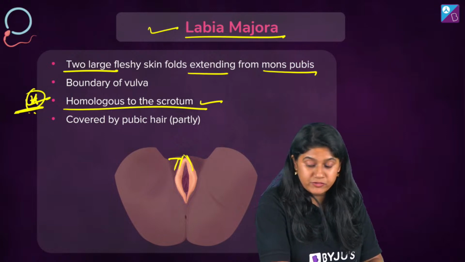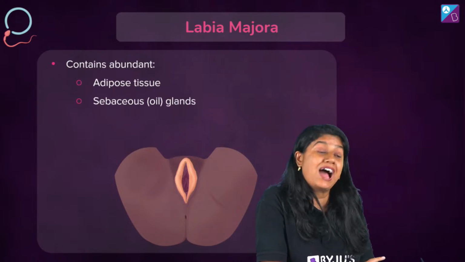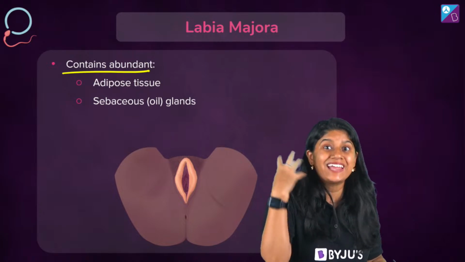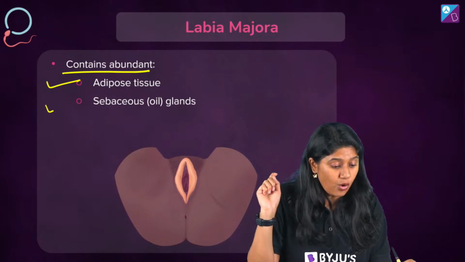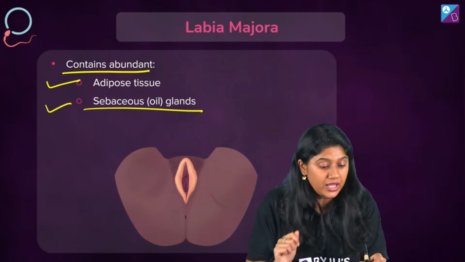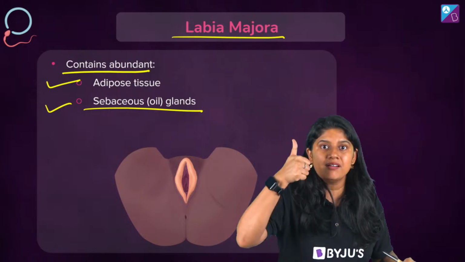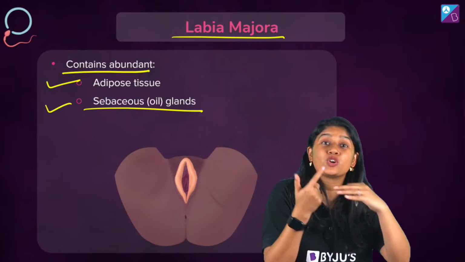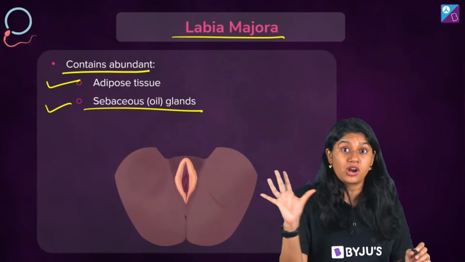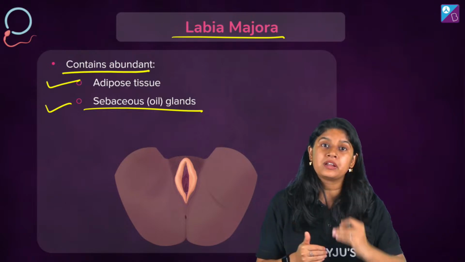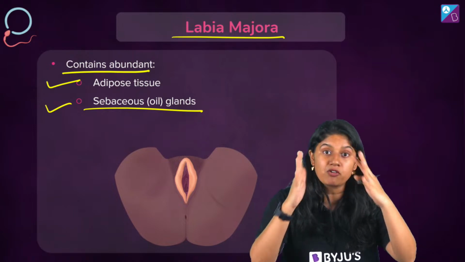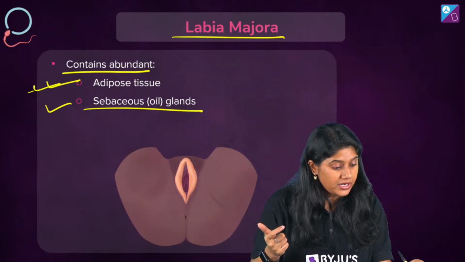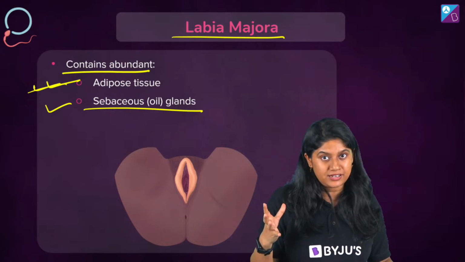Okay. Moving ahead, everyone. There are two important things that we have to understand: what it is made of, what it has in the majority. First of all, it has fatty tissue or the adipose tissue. Apart from that, it has the oil glands, the sebaceous glands, that are also present at the Labia Majora. So, we have talked about the Mons Pubis, which is the skin that has the hairs and more of the fatty tissue. Then we discussed the Labia Majora. It extends down and forms the boundary of the vulva, and it is homologous to the scrotum. It contains the adipose tissue and the sebaceous glands or the oil glands in the body.